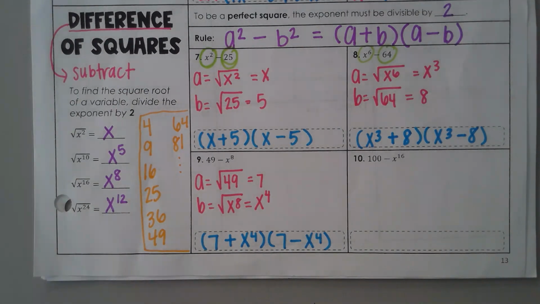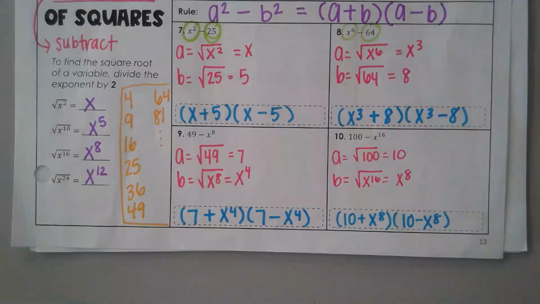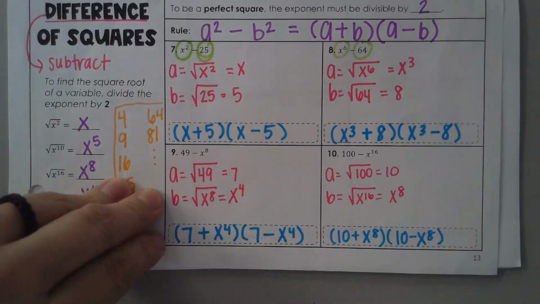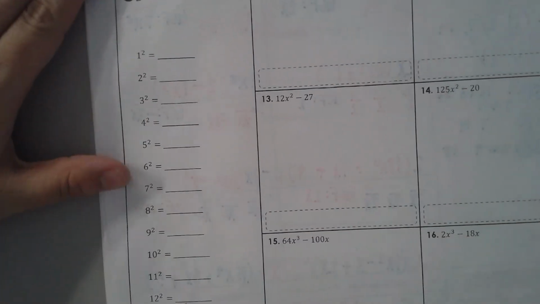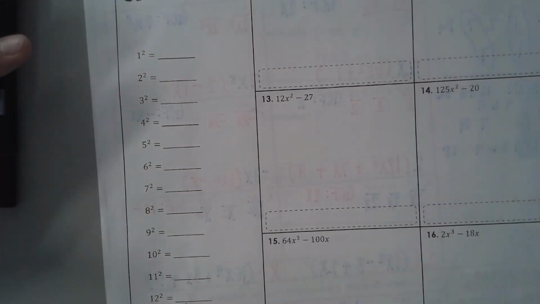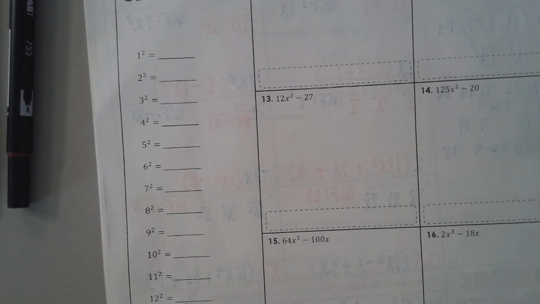Try number 10. You should have in one parenthesis 10 plus x to the 8th, and in another one 10 minus x to the 8th. Any questions? Now here on the back, I left a place that we could write in these. They're perfect squares if you wanted a place to have them.